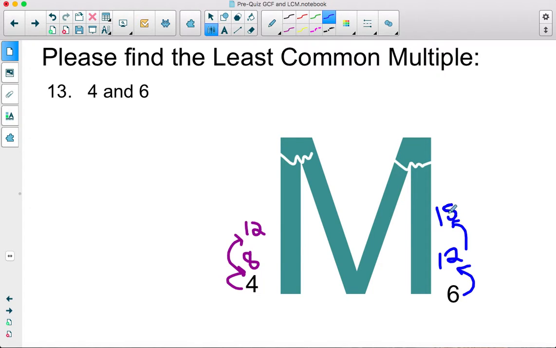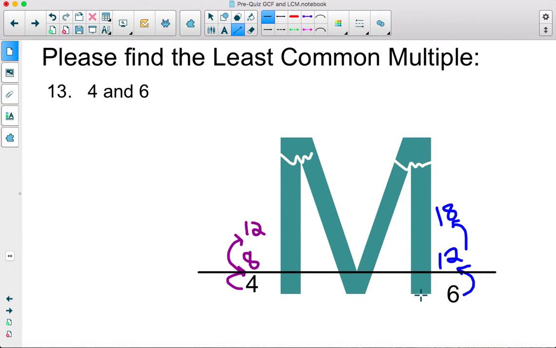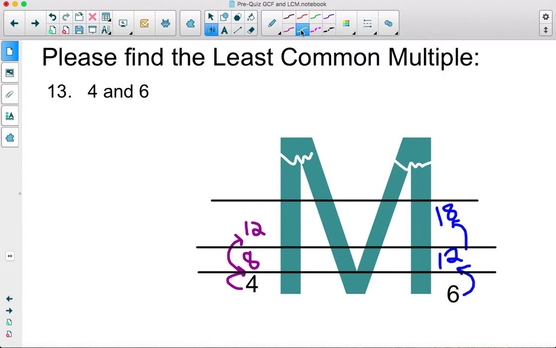Now, a common mistake that I see a lot is that kiddos, as they're going, think that the numbers are going to match up on the same line. So if I draw a line across, they think, oh, 4 and 6, not the same. 8 and 12, not the same. 12 and 18, not the same. But you've got to look in each list because one of those numbers is larger than the other, so it's going to go up at a faster rate.